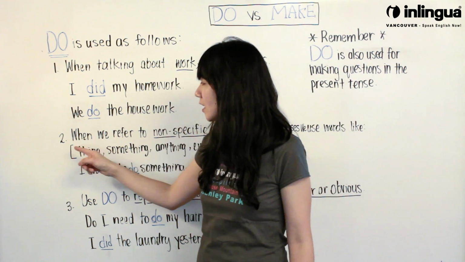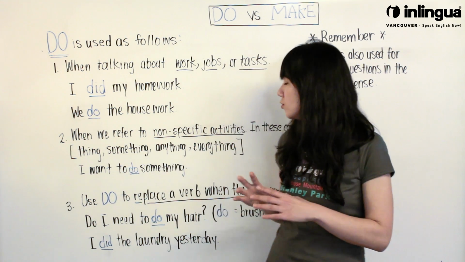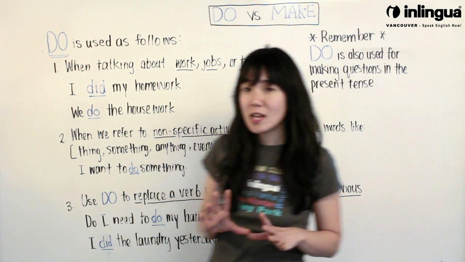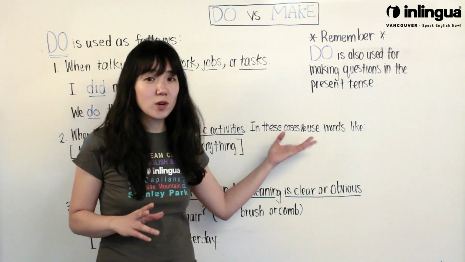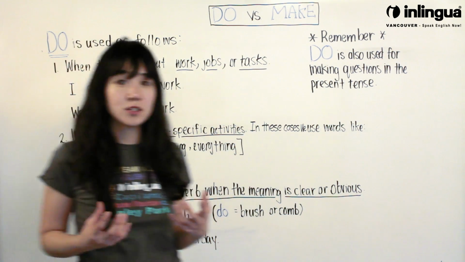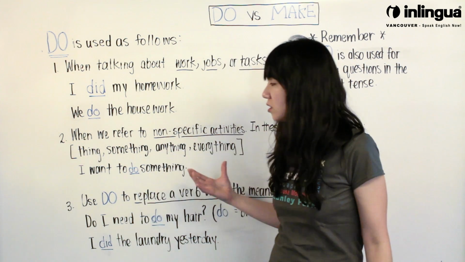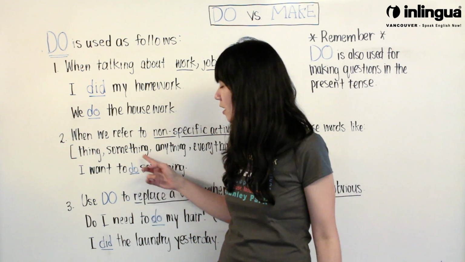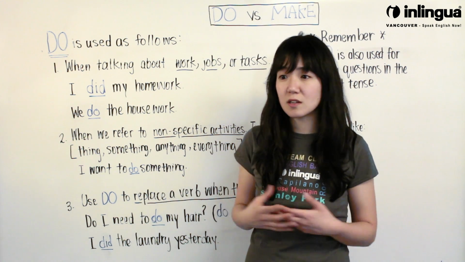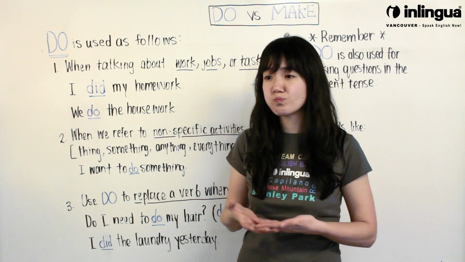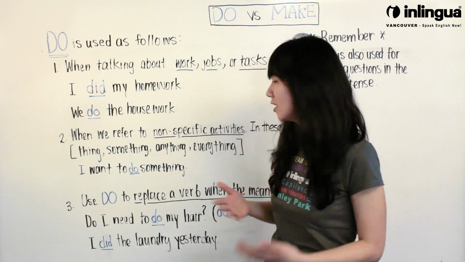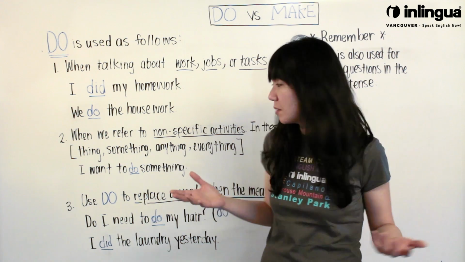So then let's look at the second point. When we refer to non-specific activities. Now, what is non-specific activities? In these cases, you will see words like thing, something, anything, or everything. So, for example, I want to do something. The verb here, again, you see do. Something could be anything, like I want to study. Study can be something. Riding a bike could be something.